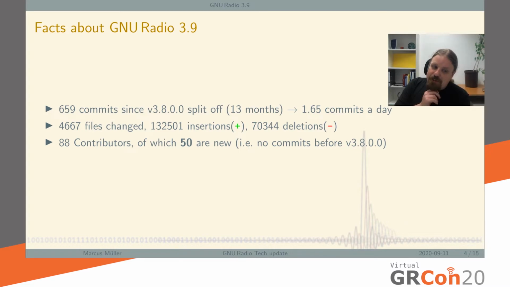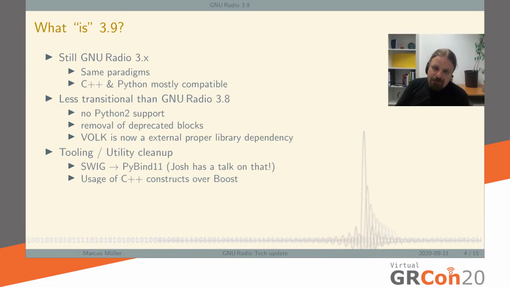What I really want to stress is that we have 88 contributors between 3.8 and the current state of master, of which 50 are new. So they have no commits in 3.8 that I could find without cross-checking email addresses. So this is a rather healthy community because it means that although this is a highly technical project, we're attracting people to change things, and a lot of them are really sticking with it. I'm going to go into detail about that in a minute.